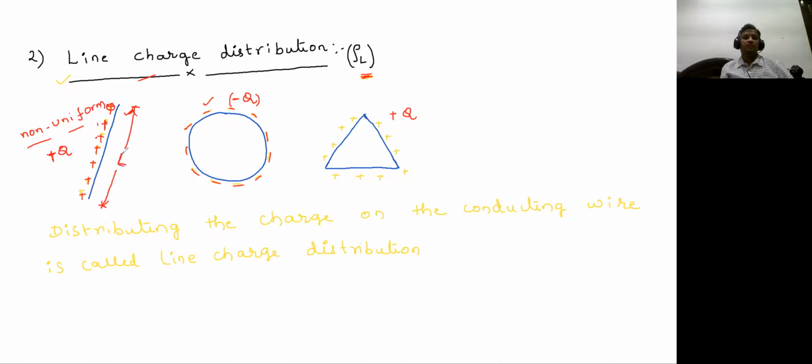Now, consider the total length of this particular current carrying conductor, or we can say a conducting wire, on which we have distributed some charge, which is either uniform or non-uniform, which we'll be seeing later. The total charge on this is Q and the total length of this is L, then we are able to define this rho L for both the cases, uniform and non-uniform charge distributions. First, we will try to see for uniform charge distribution.